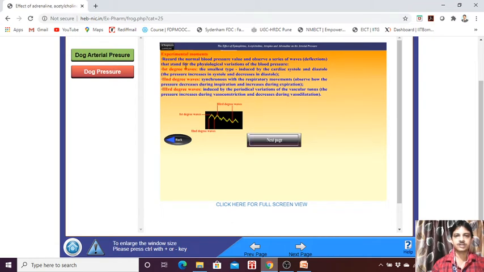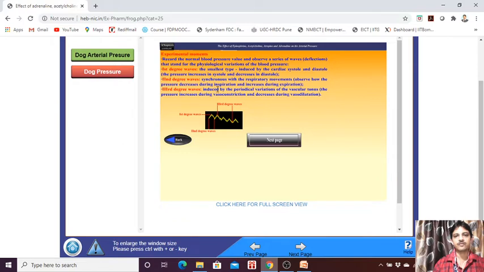See what is there. Experimental moments: record the normal pressure and observe the series of waves, that means deflections, that represent the physiological variation in the blood pressure. First degree wave, smallest type, induced by the cardiac systole and diastole pressure. Second wave, synchronized with the respiratory movement, observe how the pressure decreased during the inspiration and increased during the expiration.